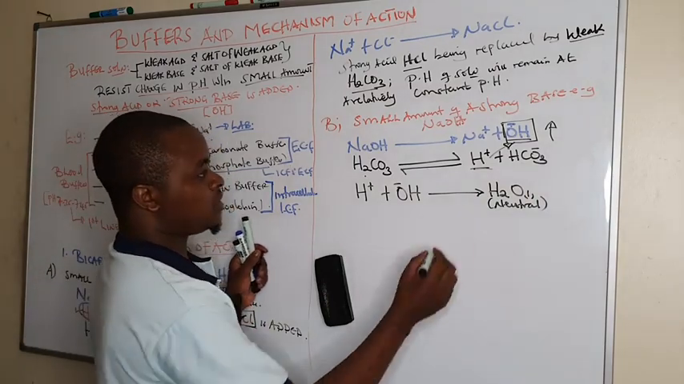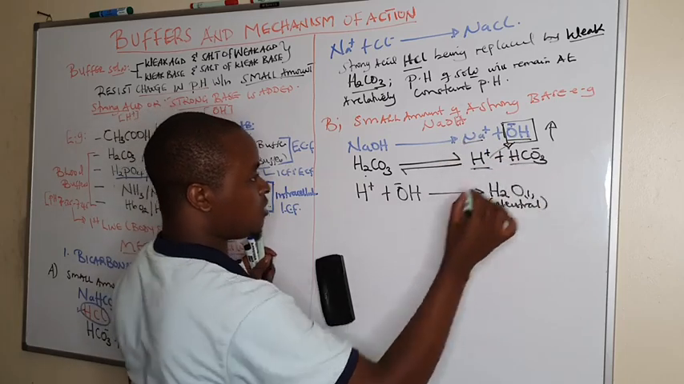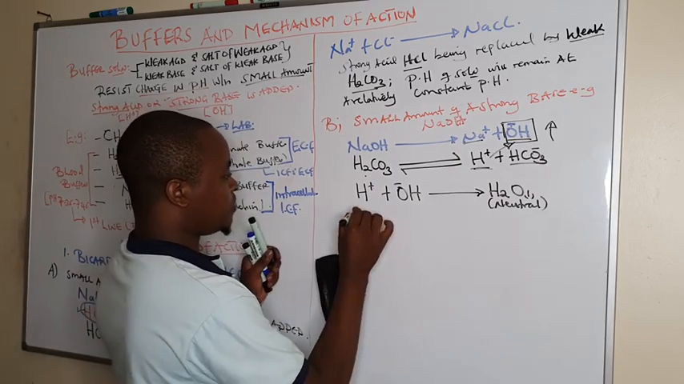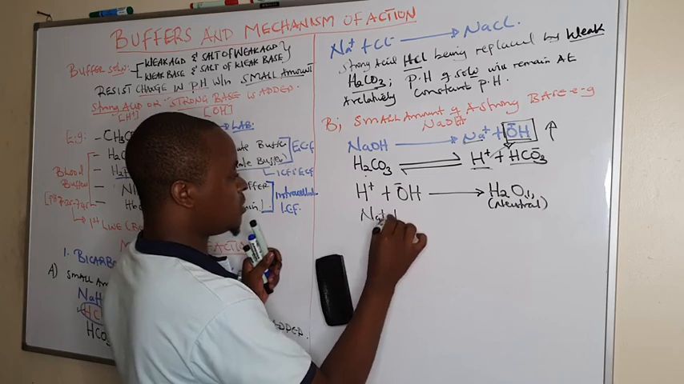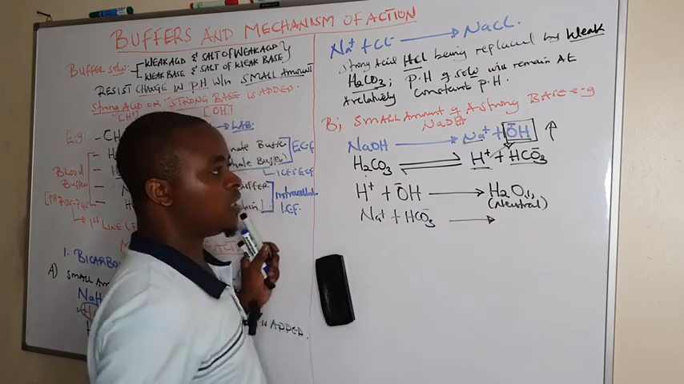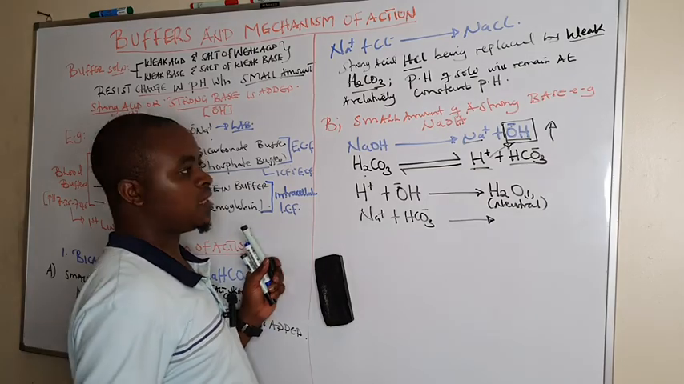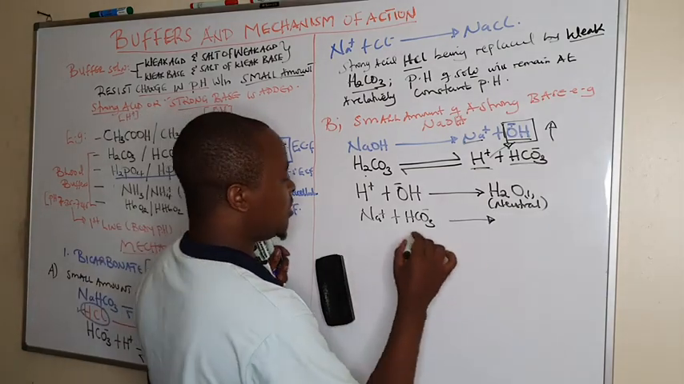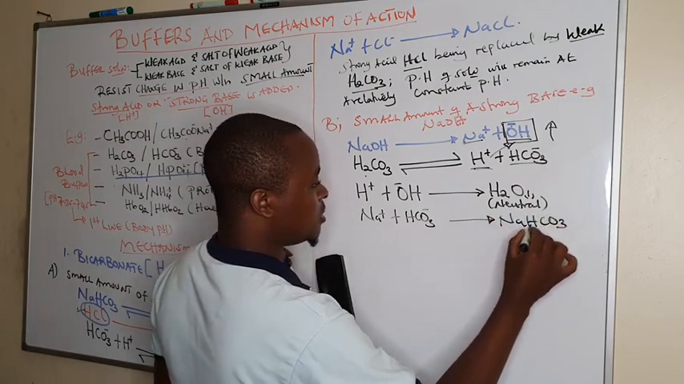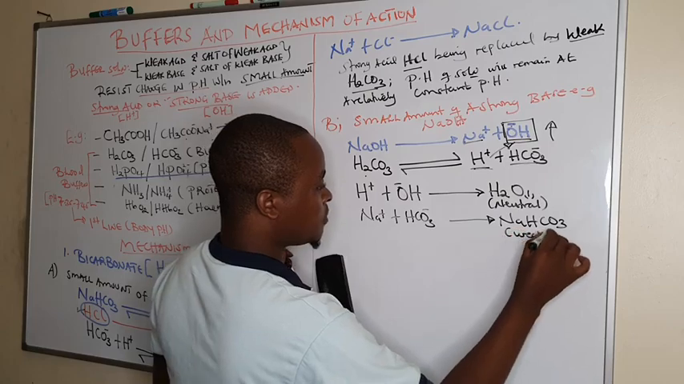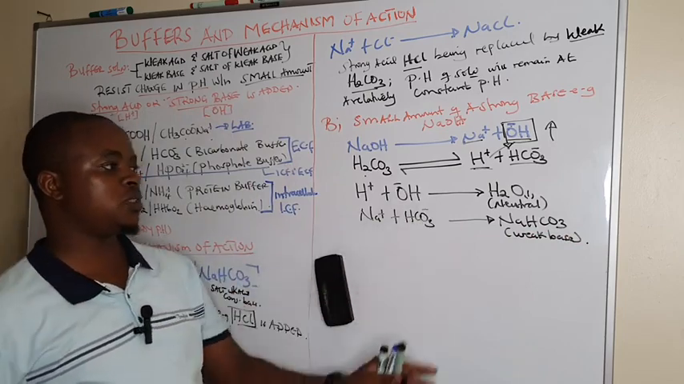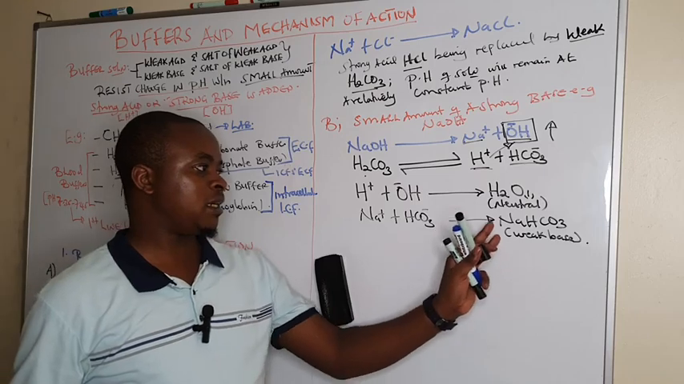And then lastly, the sodium which was liberated here combines with the bicarbonate. Because remember, bicarbonate is also alkaline, it can easily increase the pH, so it is buffered by forming a weak base, sodium hydrogen carbonate. This one is a weak base.